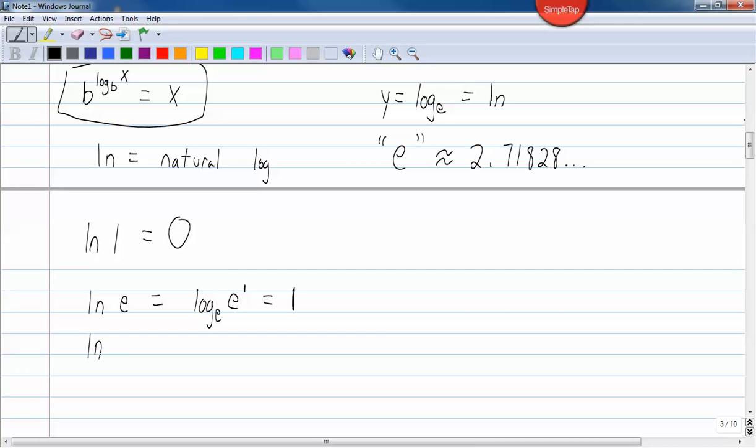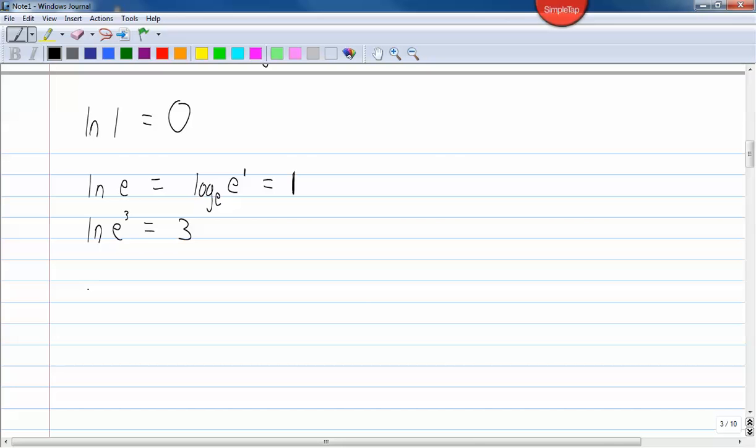Okay, so just real quick, what is the natural log of e to the third power? 3. Okay, so whatever the power is, if you take the natural log of it, and it's e there, the answer is the power. Okay, and also e to the natural log of x would have to be equal to, if that was log base e, that's right, x.